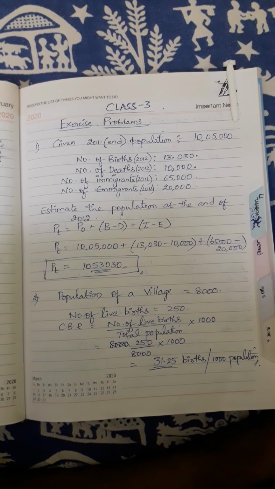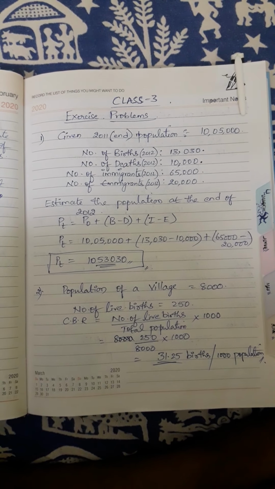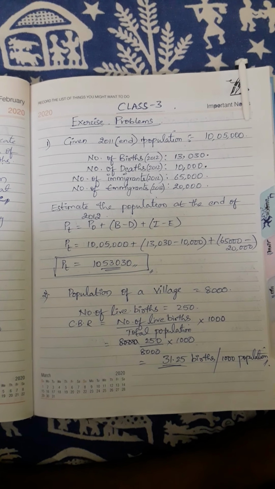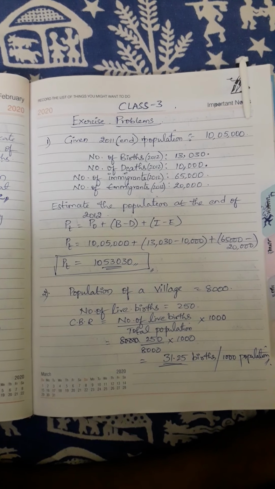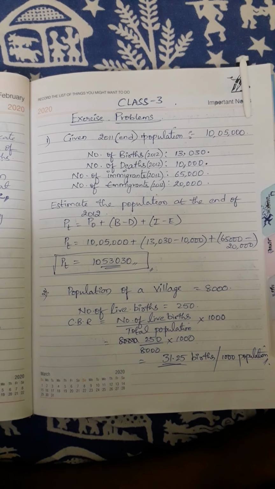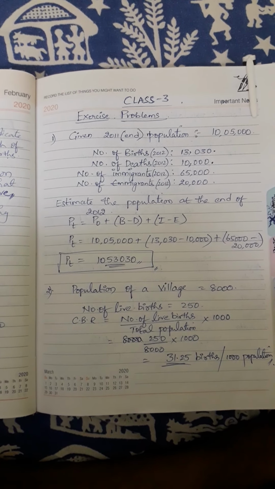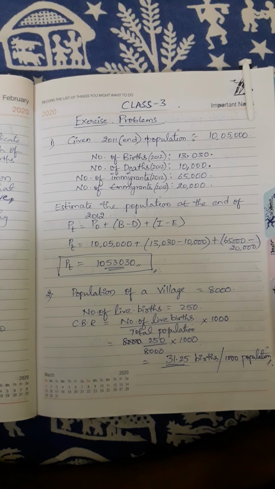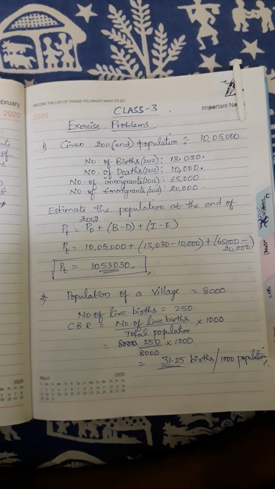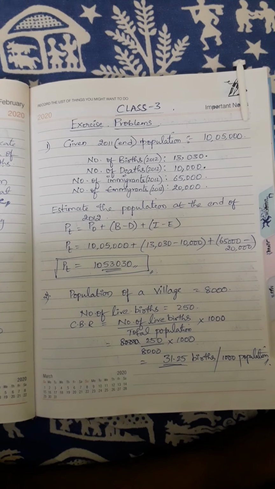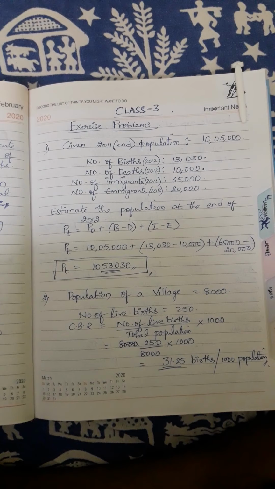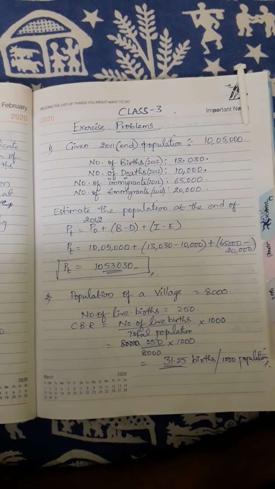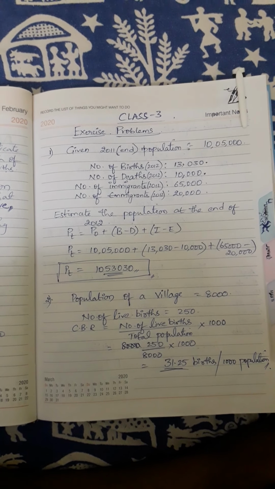Substitute P naught, the 2011 end population, 10,05,000. Births minus deaths: births are given and deaths are given. Substitute. And immigrants minus emigrants. Substitute. After all these substitutions, you will get the population at the end of 2012 as 10,53,030.